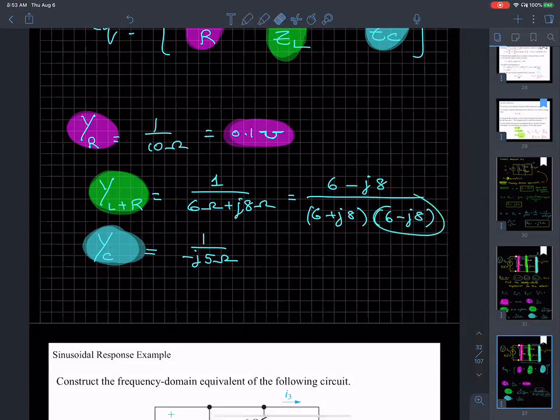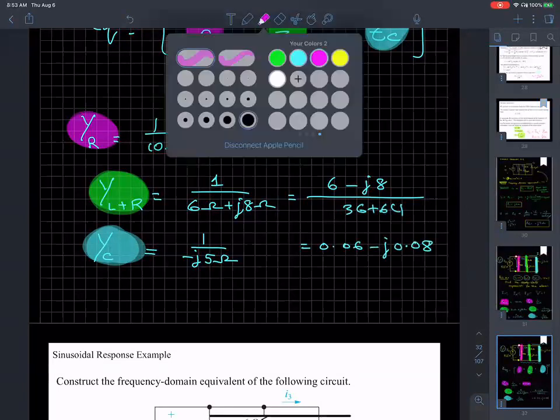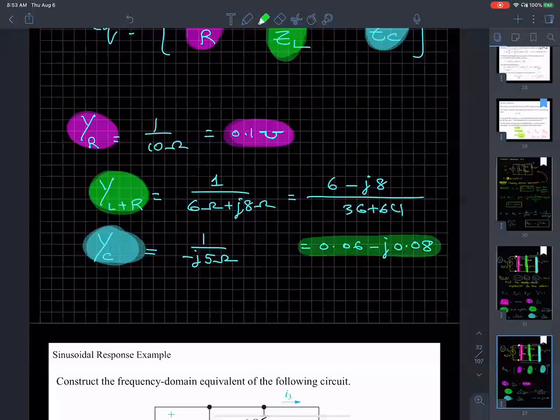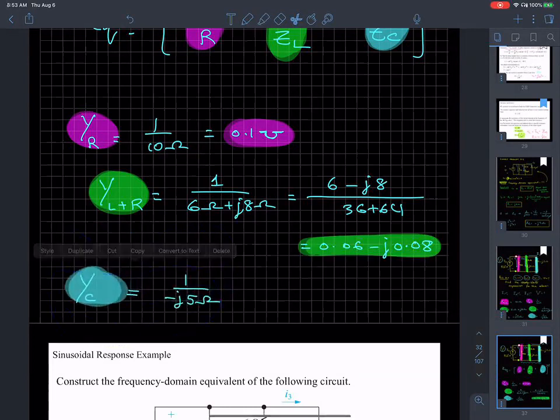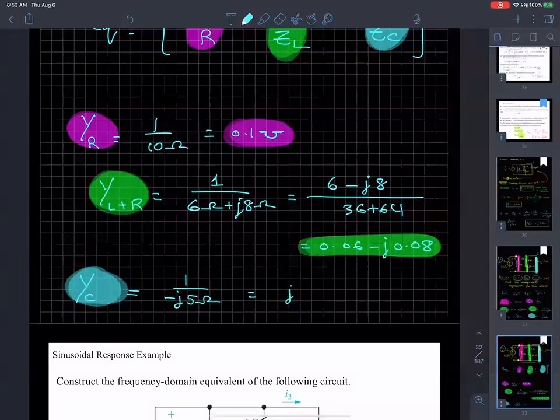Once I do that, I'm going to be left with 36 plus 64 in the denominator. In other words, it's going to come out to be 0.06 minus j0.08 for the second branch. Then let's look at the third branch, which is 1 over j5 ohms, which is going to come out to be j0.2 mho. So all of this is in mho or Siemens.